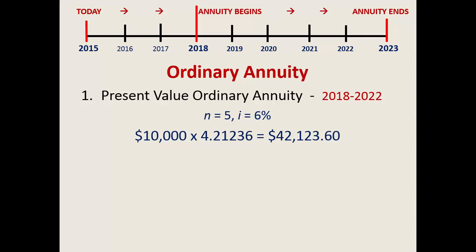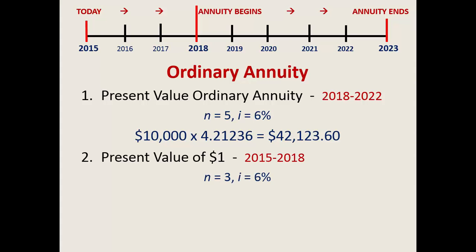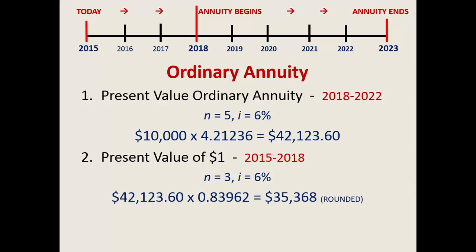But what's it worth in today's dollars in 2015? So that's where you need to use the other table. And how long is that one? It's still 6%, but it's 3 years. So you have a 3-year present value of 1 and then a 5-year present value of an annuity. So you take that amount you solved for the annuity, what it's worth in 2018, and discount it using the present value of 1 to get what it's worth today. So as of 2015, this deferred annuity is worth $35,368.